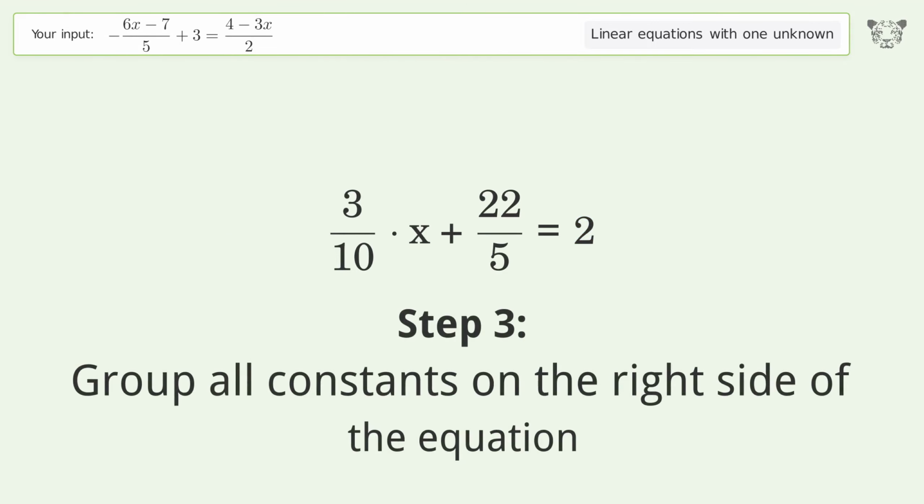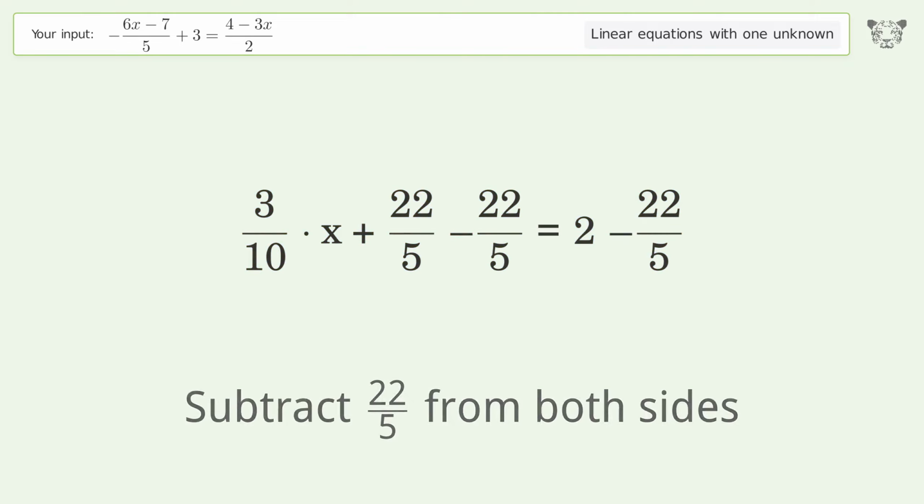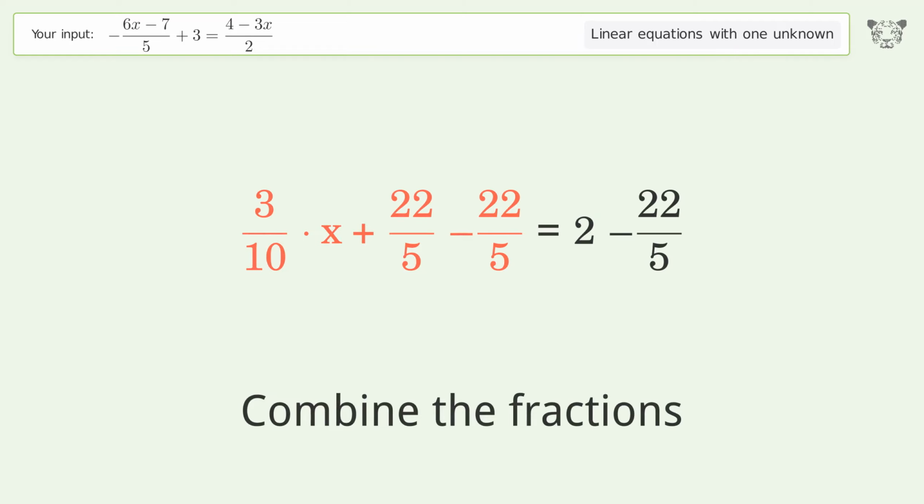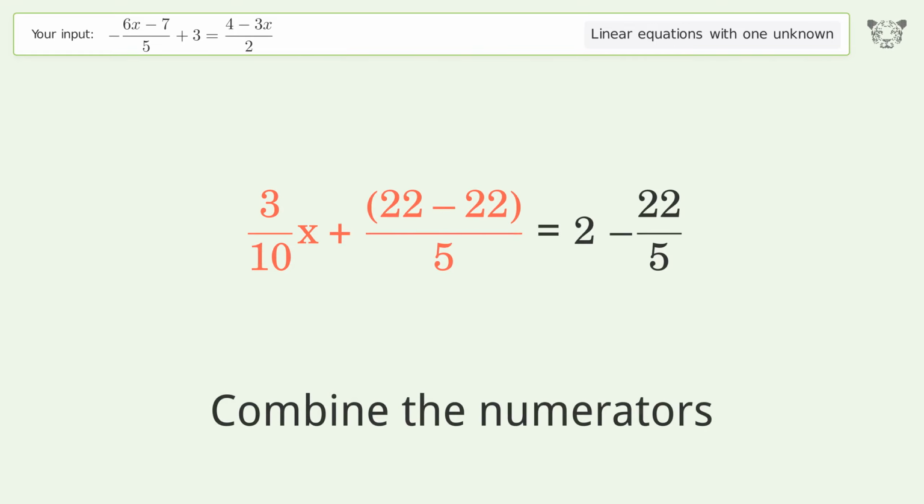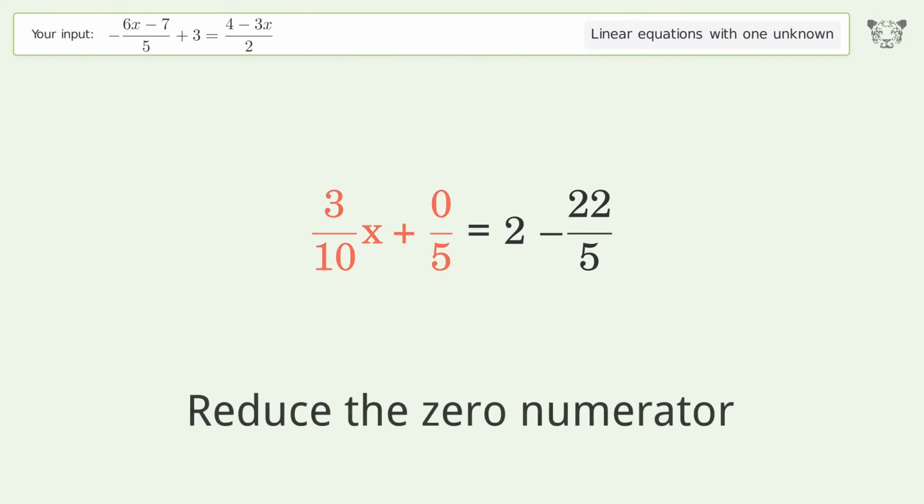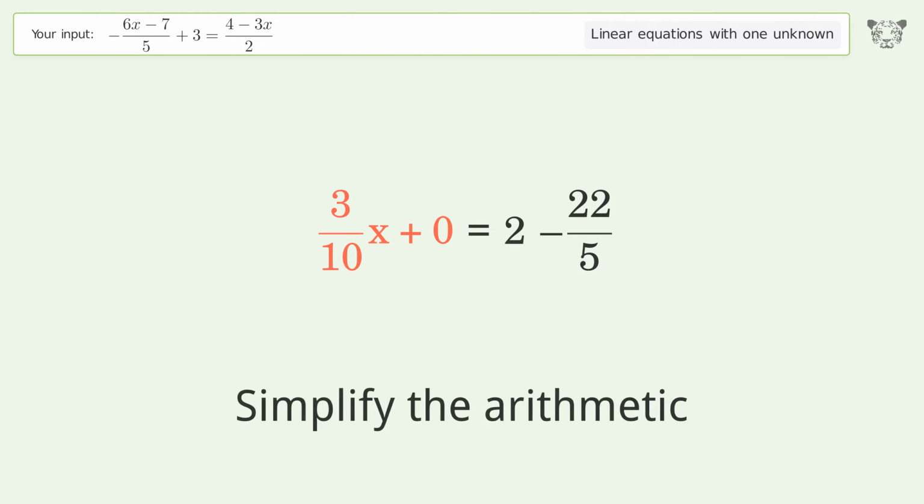Group all constants on the right side of the equation. Subtract 22/5 from both sides. Combine the fractions. Combine the numerators. Reduce the zero numerator. Simplify the arithmetic.